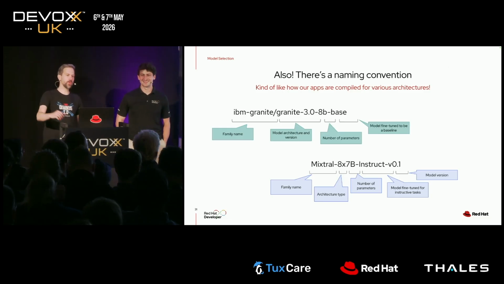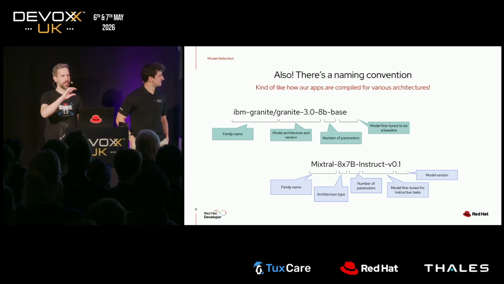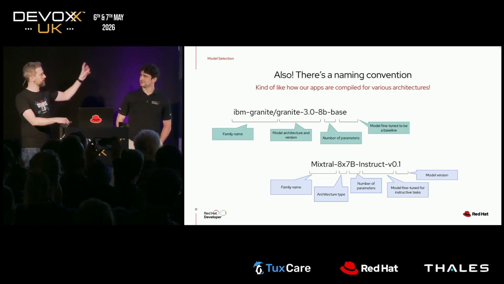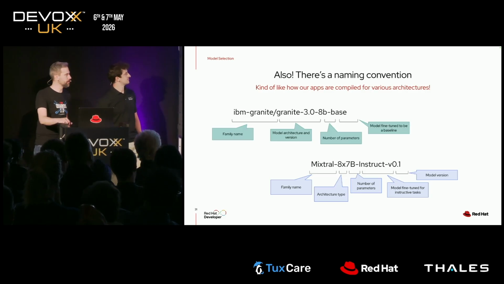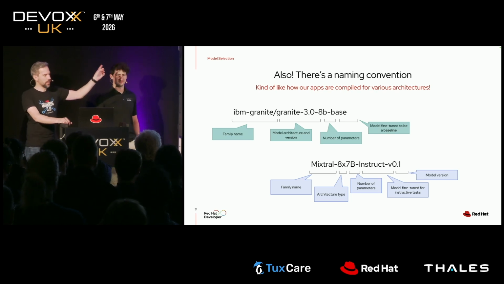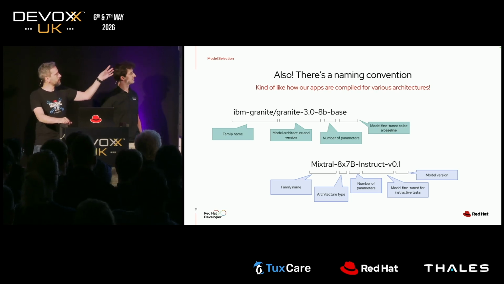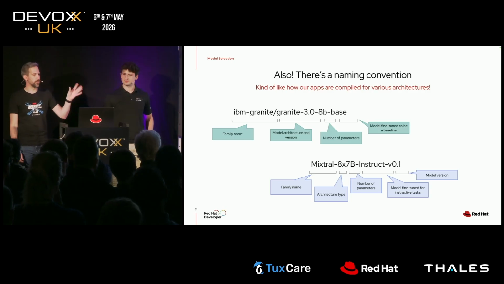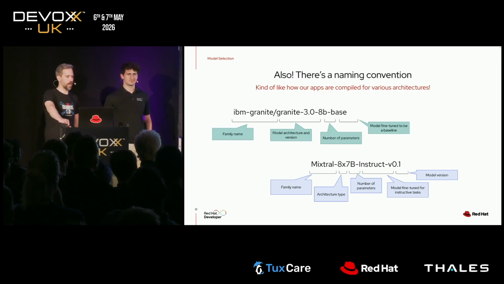So if you go to Hugging Face and you'll see the model names, there's also a way to try to figure out what exactly those models are for by the naming convention. You can see here some examples of models. IBM has their Granite family, and the family name is typically the company that's behind it, and then you have the model architecture and version. In this case, we have Granite 3.0, and then how many billion parameters?